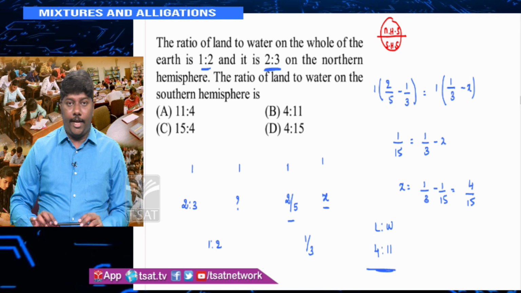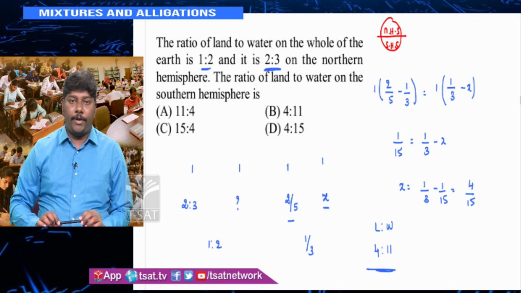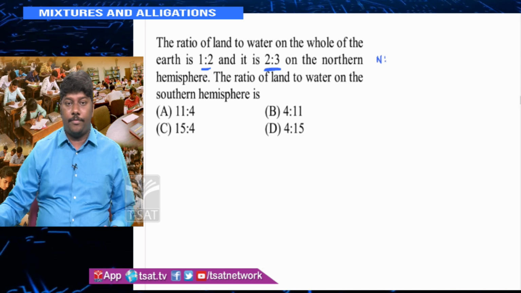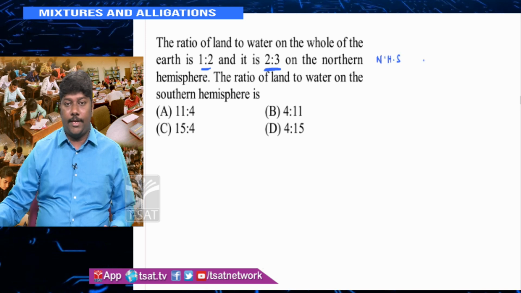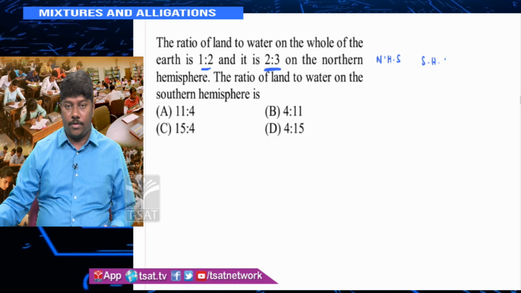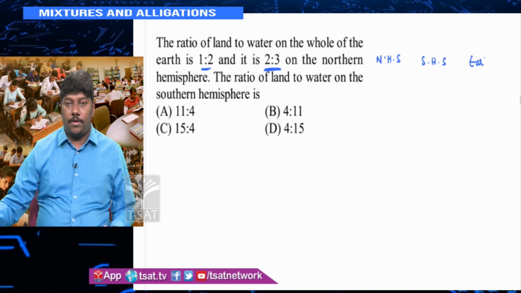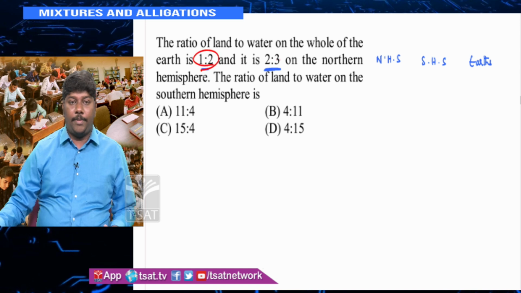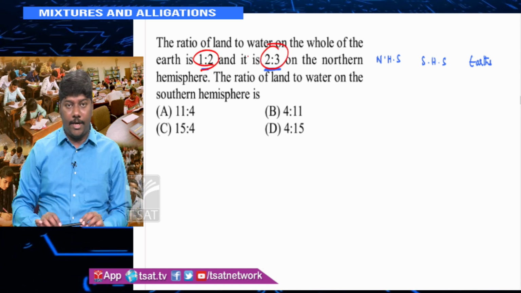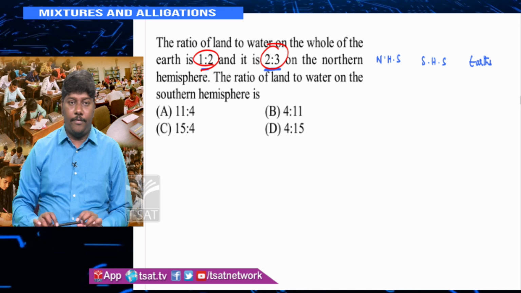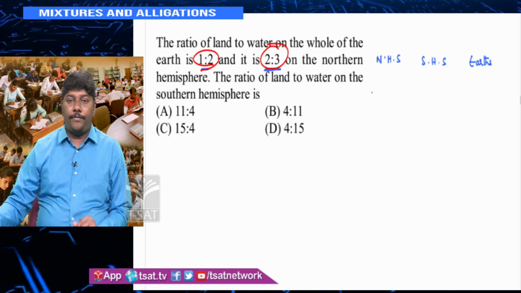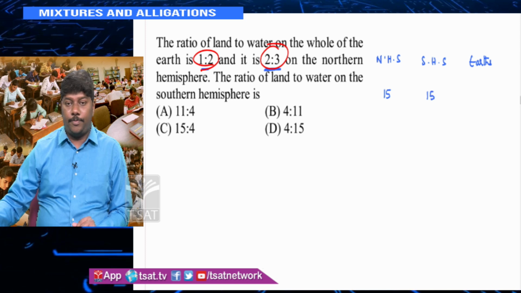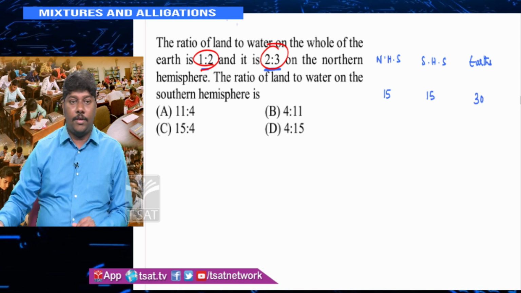Here I am finding A2. Another way of finding A2 is by using values. I take the northern hemisphere, southern hemisphere and the whole earth. Assume values for the ratios. Look at the ratios given: 3 parts, 5 parts. Take any number which is a multiple of 3 and 5. A multiple of 3 and 5 is 15. I am taking there are 15 units of land. Northern hemisphere, southern hemisphere. On the whole of earth it is 30.